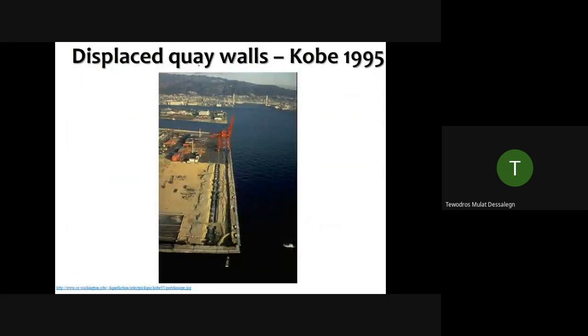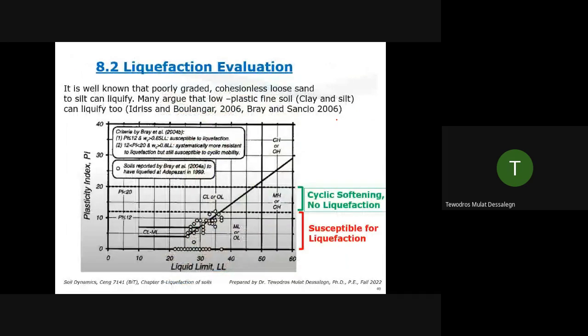Displaced quay walls, Kobe 1995. This is like a port. See here what happens. So those are some case histories already surveyed and recorded, documented from several earthquakes worldwide.